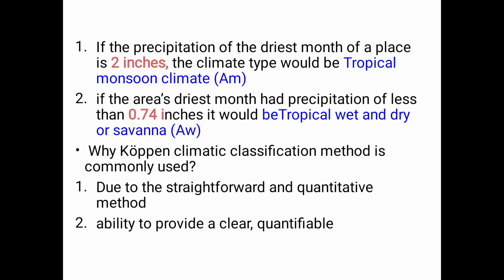If the precipitation of the driest month of a place is 2 inches, the climate type is known as tropical monsoon climate, denoted by Am. But if the driest months have little precipitation, especially less than 0.74 inches, it is tropical wet and dry, or savanna, denoted by Aw.